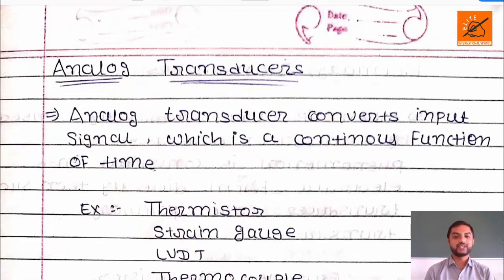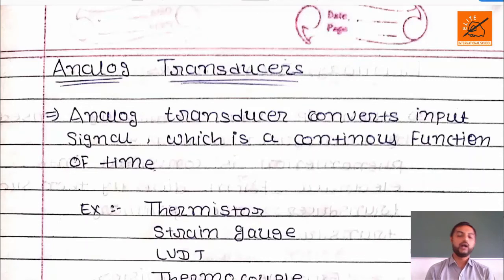In last lecture we have seen the definition of transducers, what are the electrical and mechanical transducers, advantages, and disadvantages of the transducers, and after that we have started the classification of transducers and we have seen active and passive transducers.